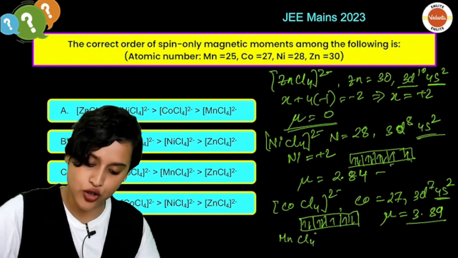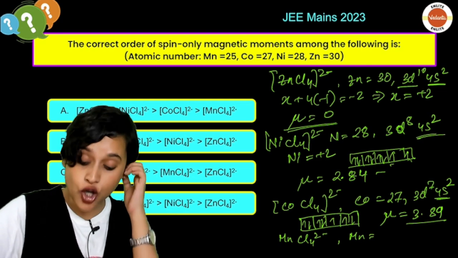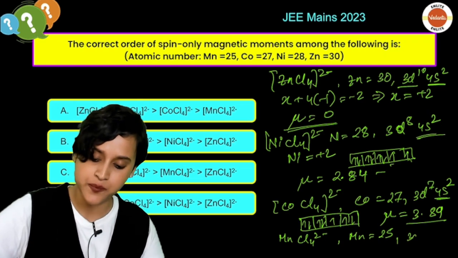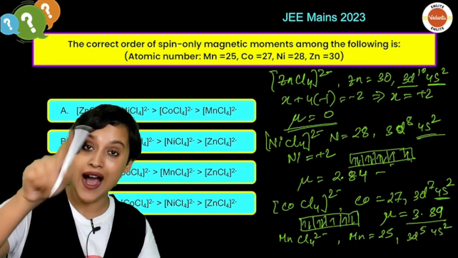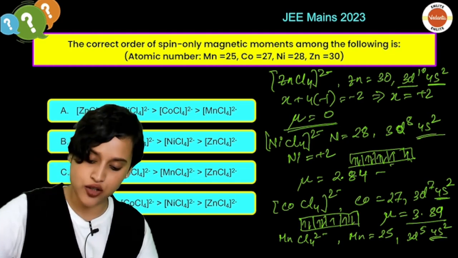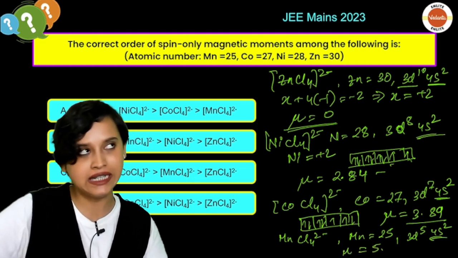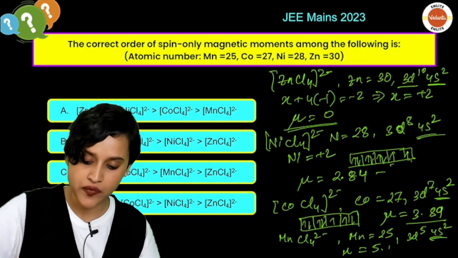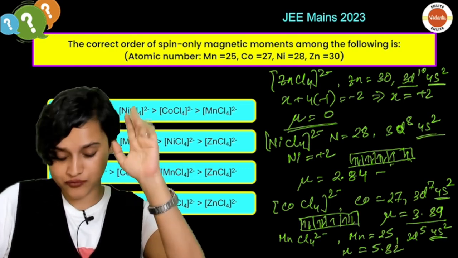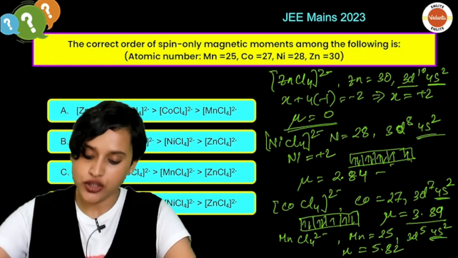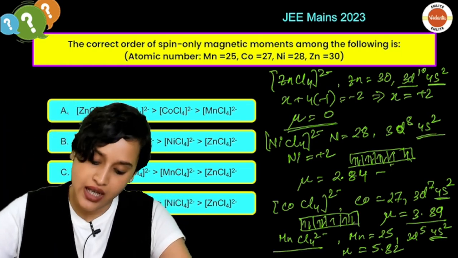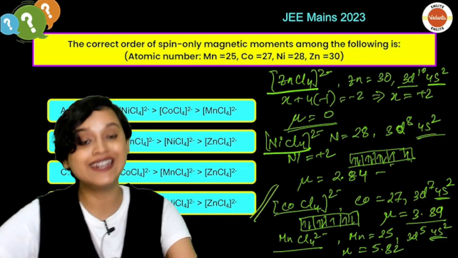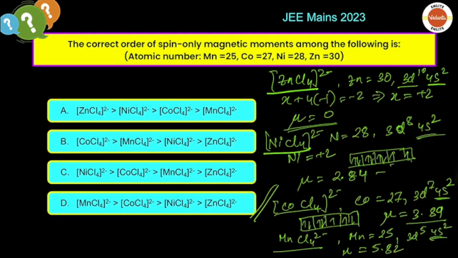Then comes MnCl4 2-. Mn atomic number is 25: scandium, titanium, vanadium, chromium, manganese, 25. 25 means 3d5 4s2. 4s will go, so 5 unpaired electrons. So the magnetic moment will be around 5.82. Again, just guessing, but 5 point something definitely. So that means manganese will have the highest, then comes cobalt, then nickel, then Zn. So option D is the correct answer. Please check it out, everybody.